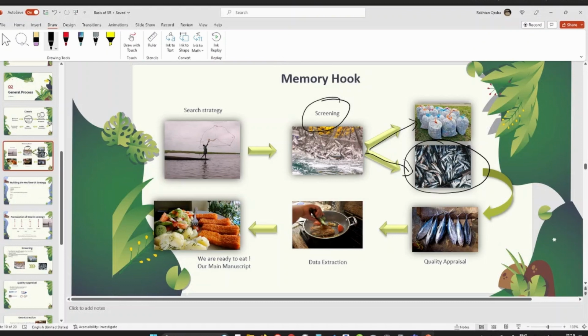After that, we'll extract everything from our fishes. For example, we only want to cook the tail part, or we only want to cook the body part. That is where the data extraction will come in. We'll extract whatever taste we want from our fishes. And at the end, we will write a manuscript.